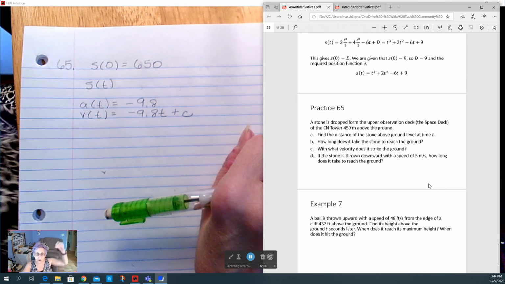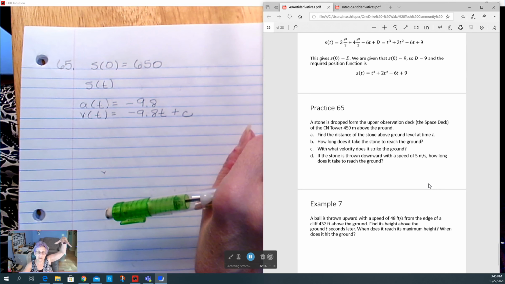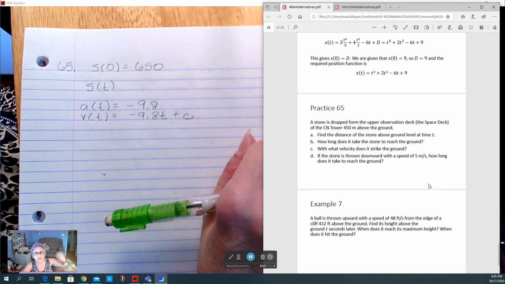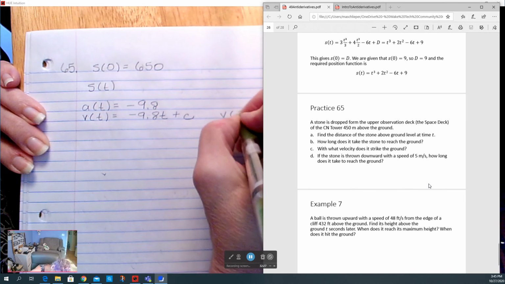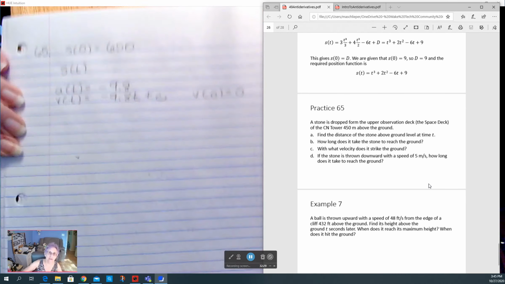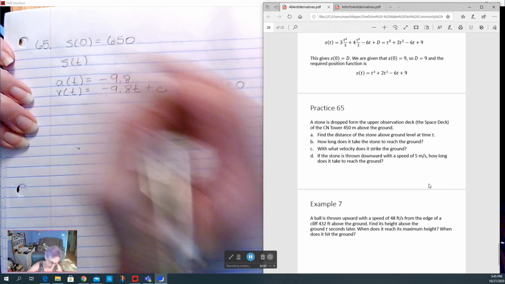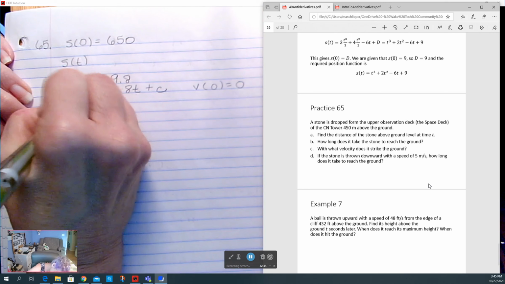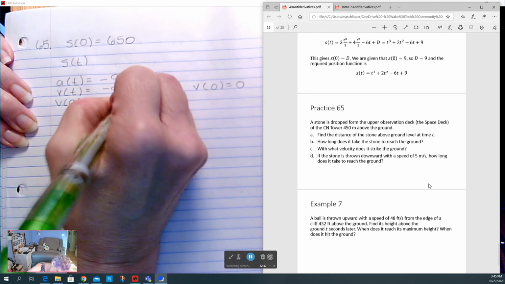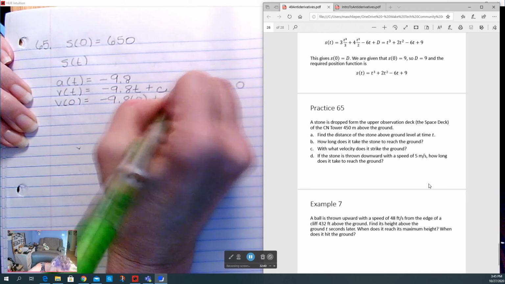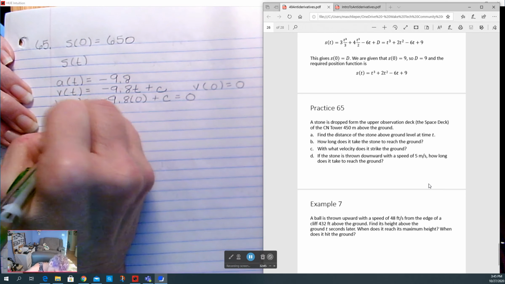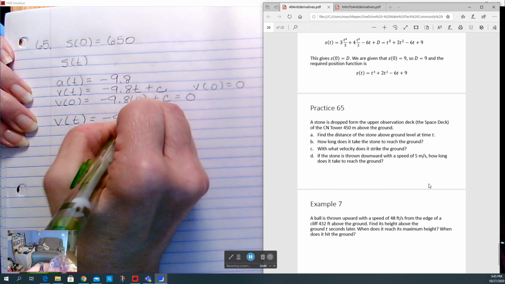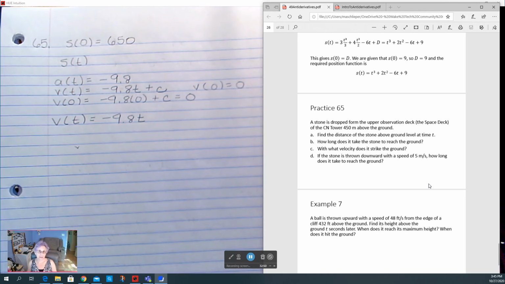Well, they don't tell me what the initial velocity is. But wait, it's dropped. If you drop something, what's the initial velocity? 0. You don't throw it down, you just drop it. So initial velocity is equal to 0. That means my c is going to be equal to 0. Because negative 9.8 times nothing plus c is equal to nothing. So v of t is just negative 9.8t.